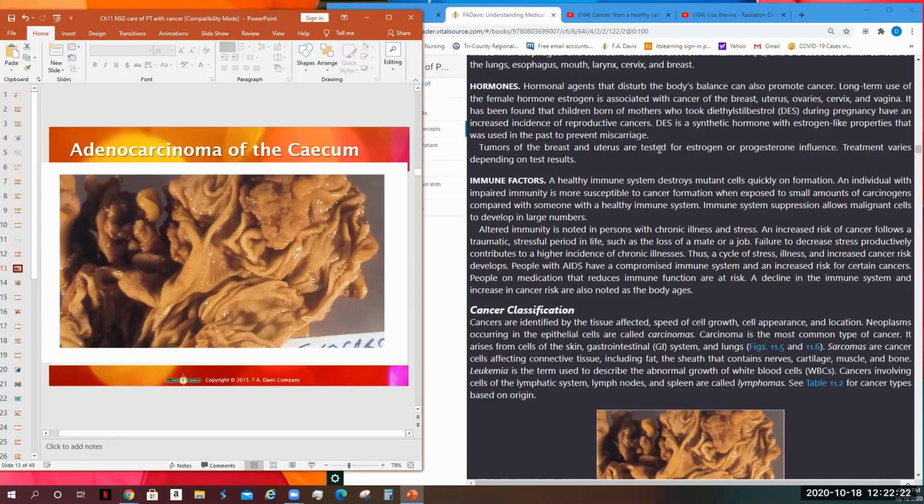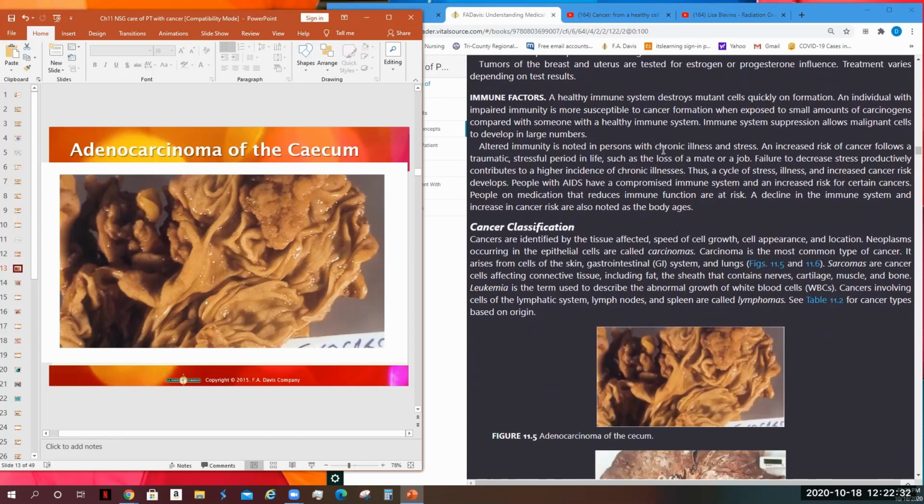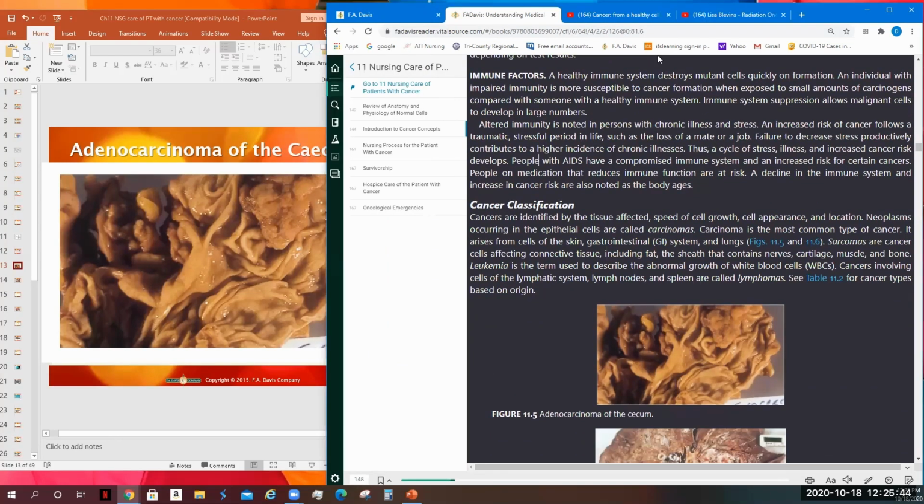Tumors of the breast and uterus are tested for estrogen or progesterone influence. Treatment varies depending on the test results. This is page 148 in the book in chapter 11.